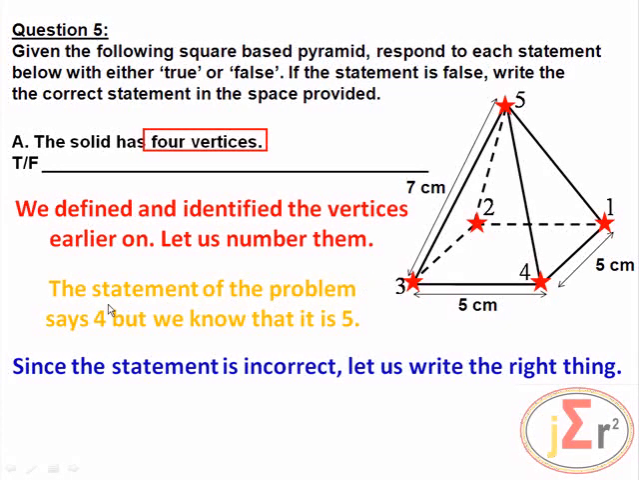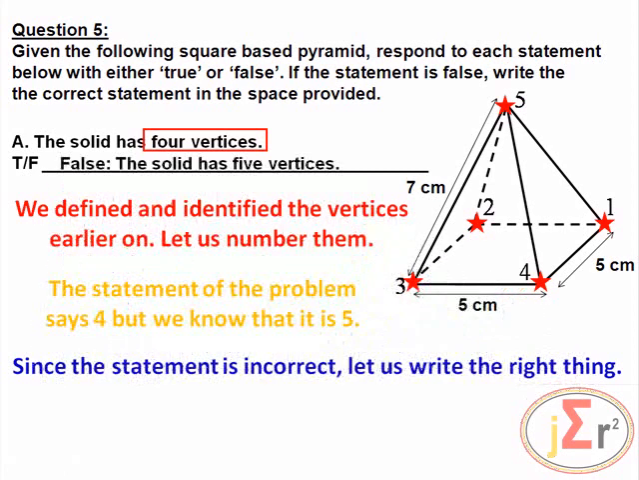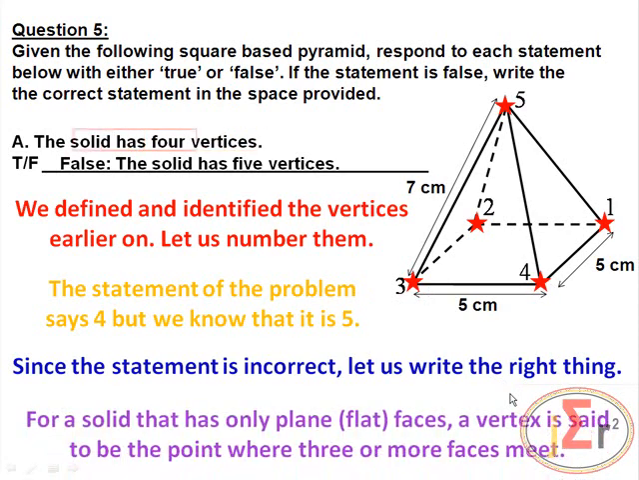Since the statement is incorrect, let us write the right thing. That's what we need to do. It is false. The solid has 5 vertices. And we saw that the solid has, and we can see them still highlighted there, 1, 2, 3, 4, 5. The solid has 5 vertices.